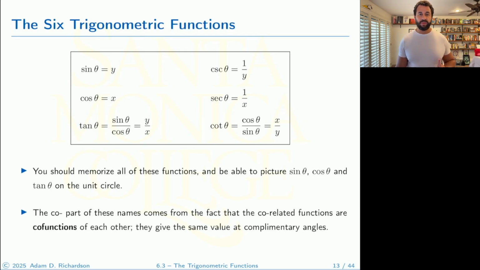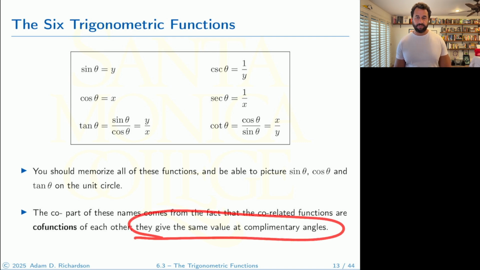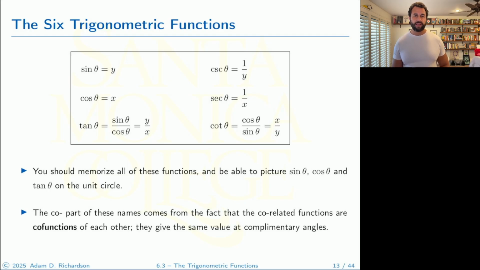Now, one thing you might have noticed, the names of these functions are kind of related. There's sine, cosine, secant, cosecant, tangent, cotangent. There's a reason for that. That's not a coincidence. The co part of these names comes from the fact that the co-related functions are co-functions of each other. We're going to talk about that in the next section, but basically they give the same value at complementary angles. Don't worry about it yet. We'll talk about that in more detail in the next section when we talk about right triangle trigonometry, okay? But there's a reason they're called co-functions.